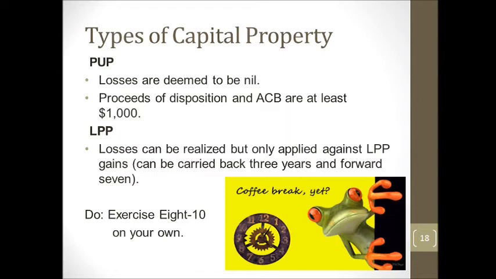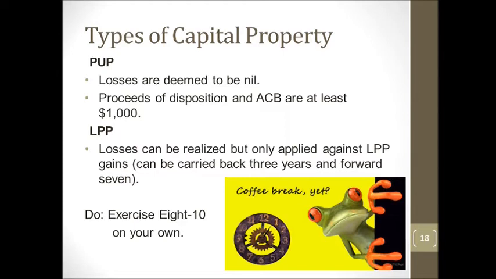Now, a further rule with respect to personal use property is that the proceeds of disposition is deemed to be the greater of the actual proceeds and $1,000. As well, the adjusted cost base is deemed to be the greater of the actual adjusted cost base and $1,000. This minimum $1,000 rule means that gains on smaller value personal use property items will not be taxable.